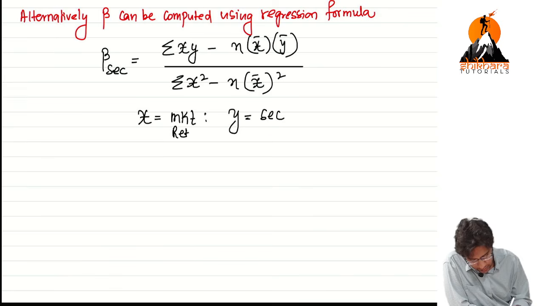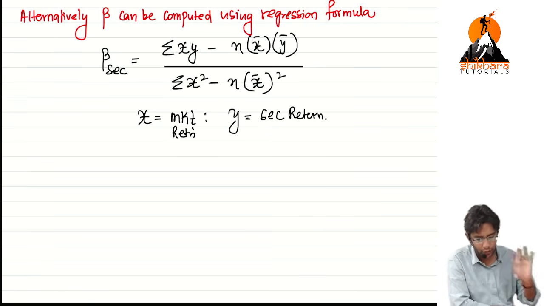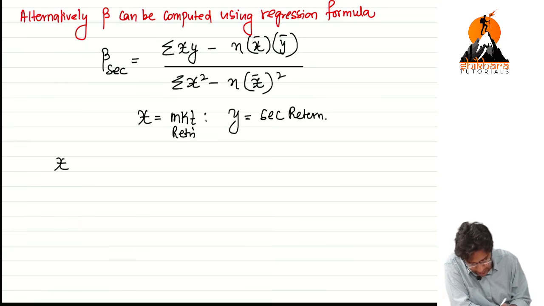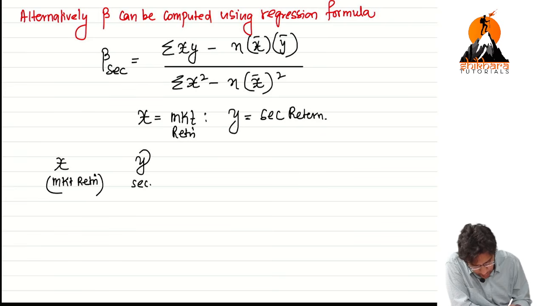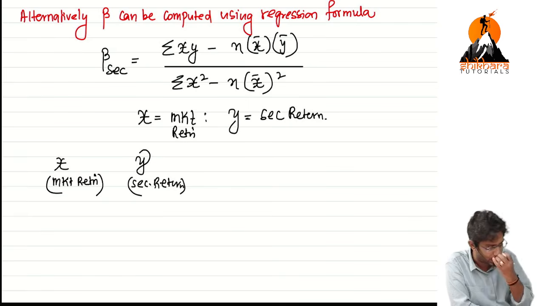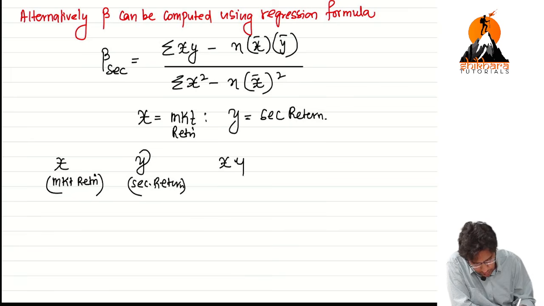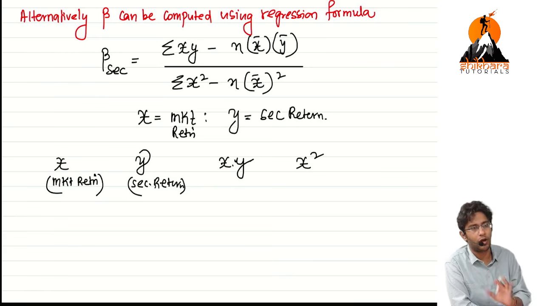Market return, you write. It's better. This is security return. Now I need only 4 columns. One, x, which is nothing but market; clearly write market. Second column, y, which is security return. X bar, y bar we will compute anyway. Now I want xy, the product, and I want x square. That's all. With 4 columns I will get the same beta as we have right now.